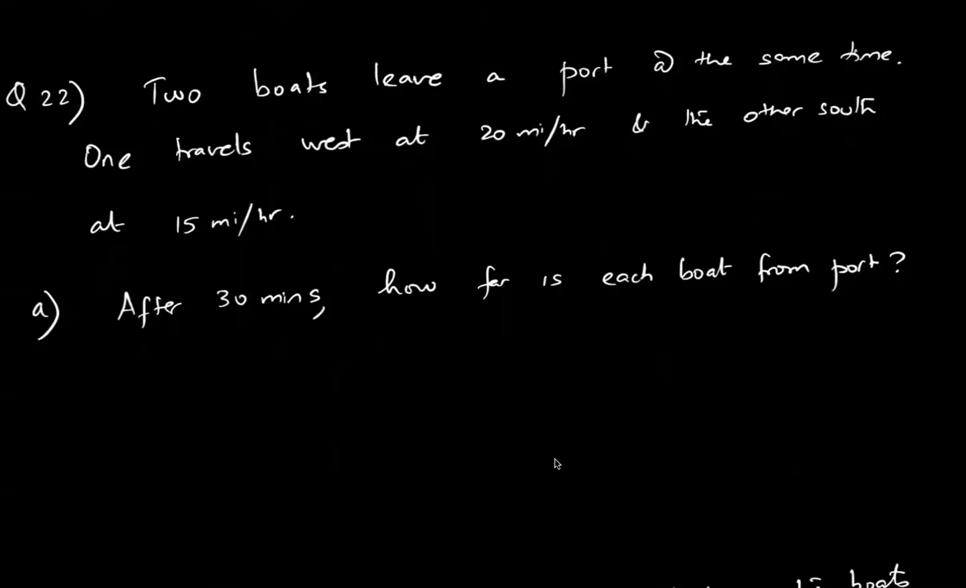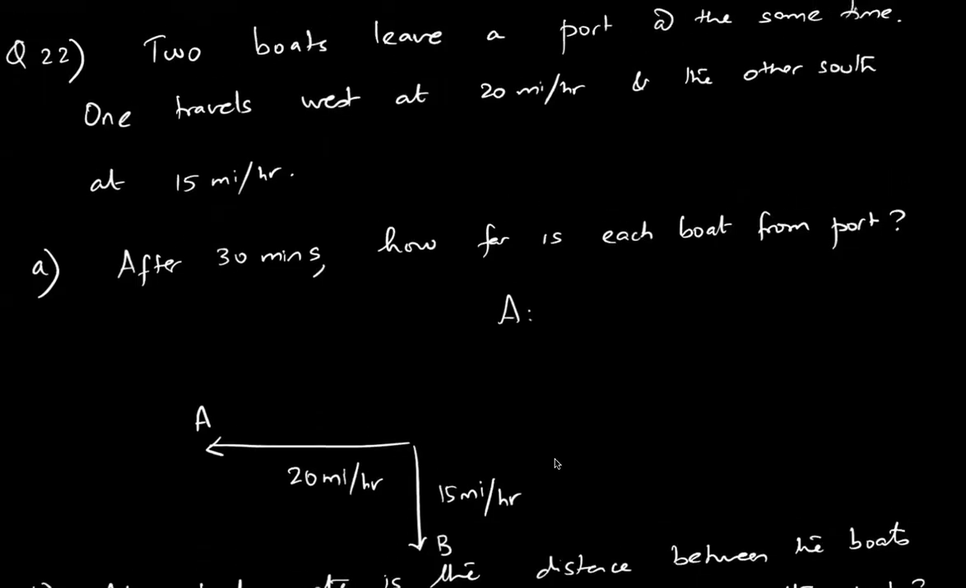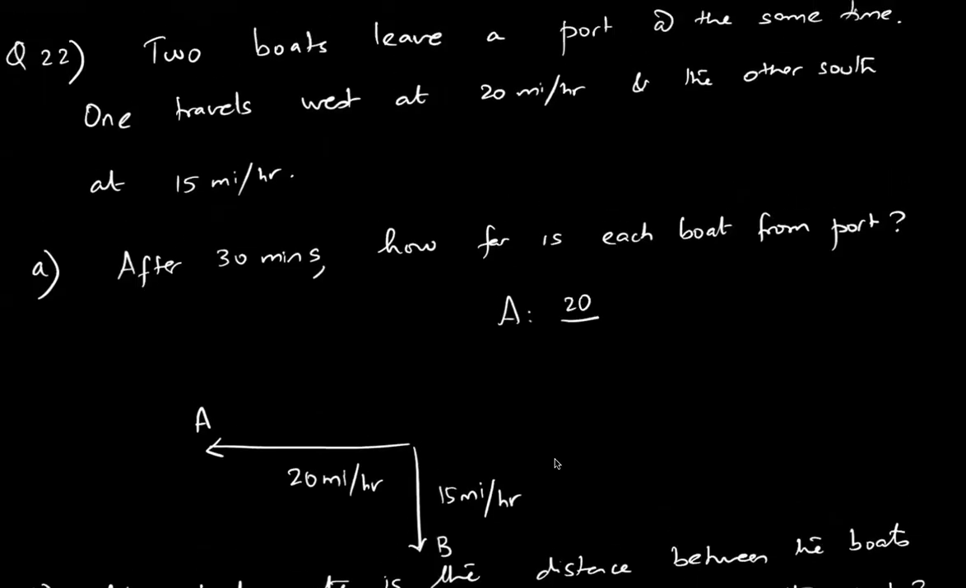Okay. In this next problem, two boats leave a port at the same time. One travels west at the rate of 20 miles per hour, and the other is traveling south at the rate of 15 miles per hour. After 30 minutes, how far is each boat from the port? Now, let me call this boat A and this boat B. Okay. So, boat A is traveling at 20 miles per hour, right?